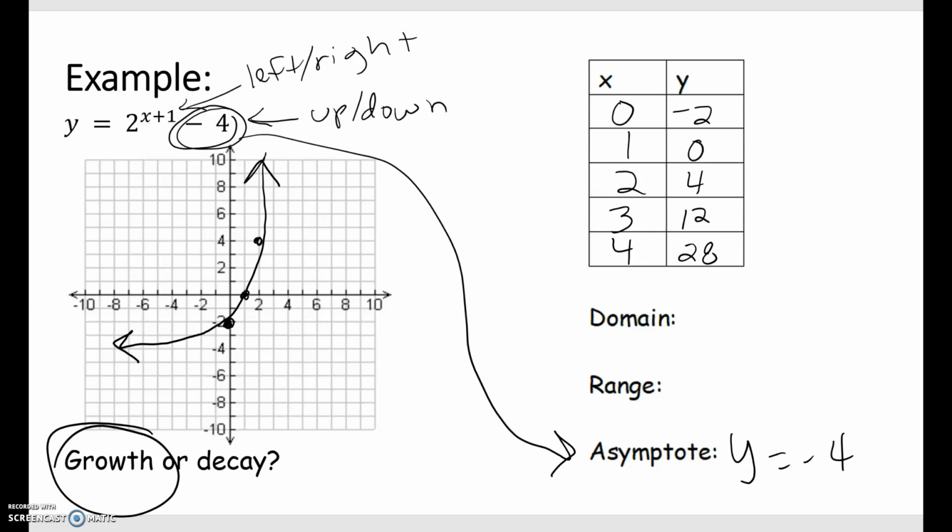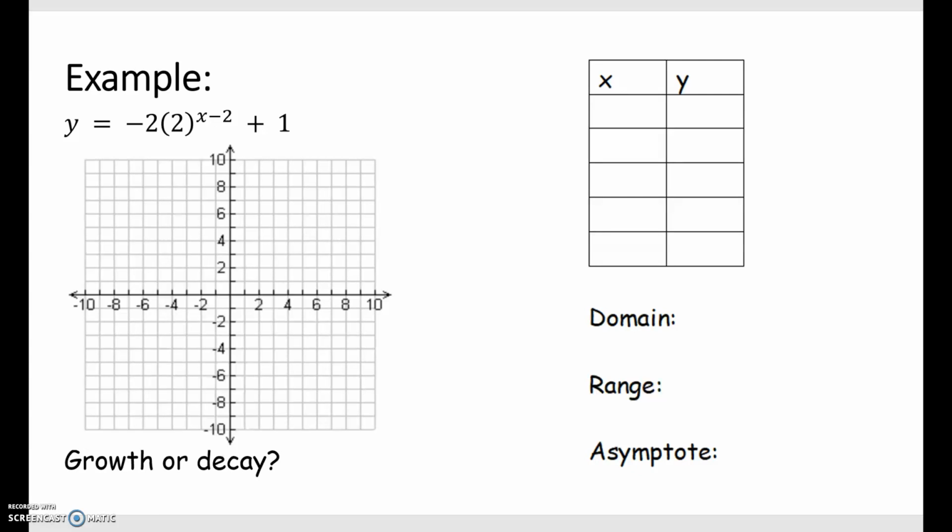That also means that it is a growth function. My domain is still negative infinity to infinity. And my range this time is negative 4 to infinity. Okay, the next graph, I've got a little bit happening out front. Remember that negative sign is going to flip it. That 2 is also going to stretch it out. And then again, the minus 2 in that exponent moves it left and right. That plus 1 is moving it up and down.